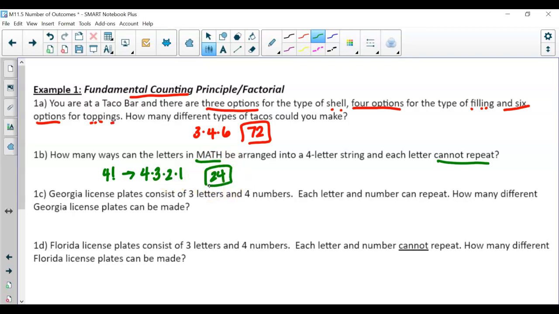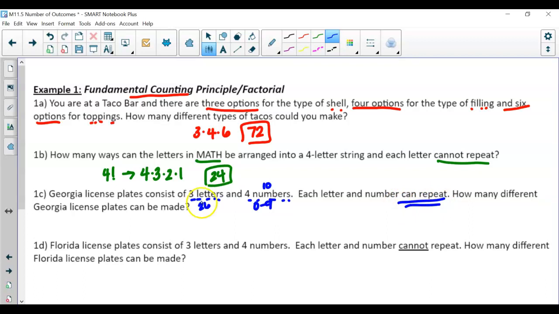Now here with the license plates in Georgia, 3 letters and 4 numbers. There are 26 letters, and then there are 10 digits, because you have 0 to 9. Each letter and number can repeat. So how many different license plates can there be?